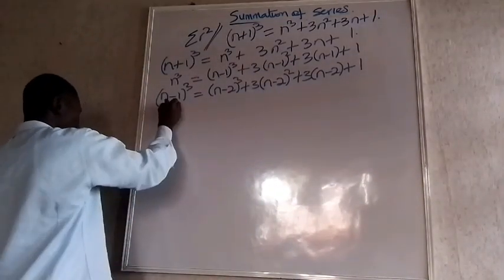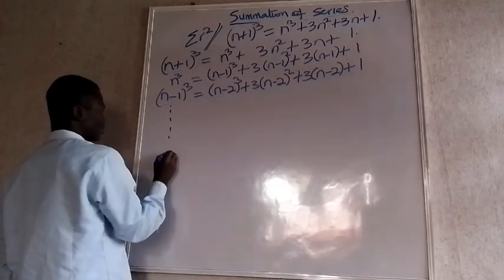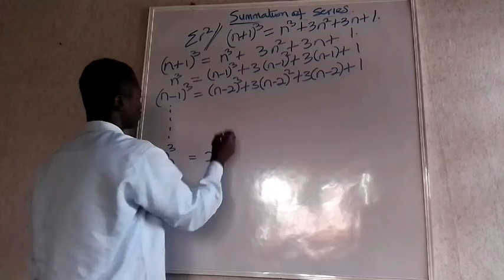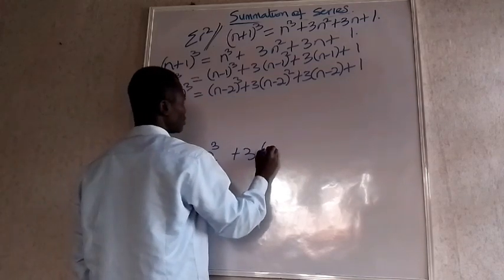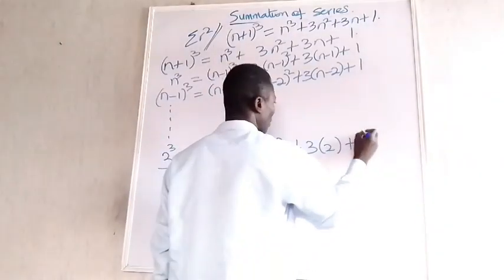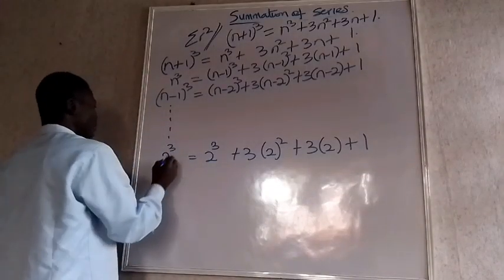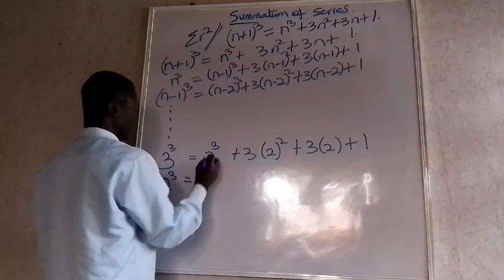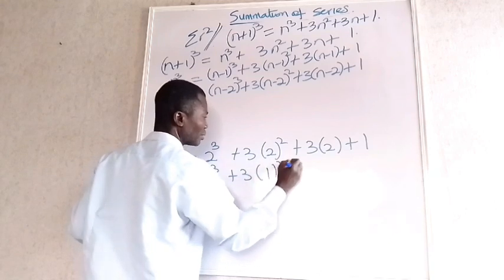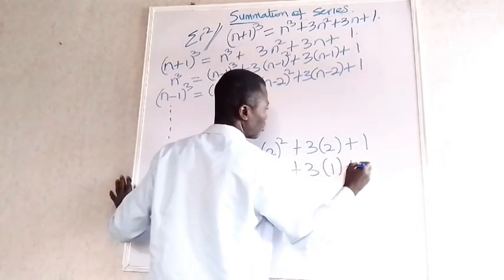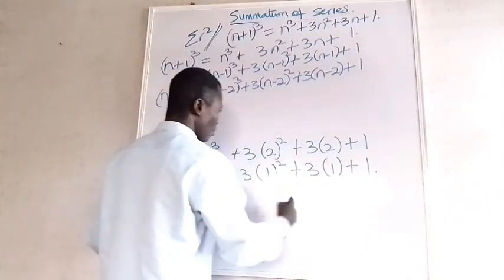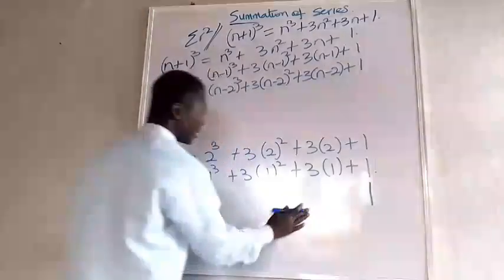So if I continue like that, I get to something like this: 3 cubed is going to be 2 cubed plus 3 into 2 squared plus 3 into 2 plus 1. 2 cubed will be equal to 1 cubed plus 3 into 1 squared plus 3 into 1 plus 1. Now 1 cubed, when you do it, is going to give you 1 here again.